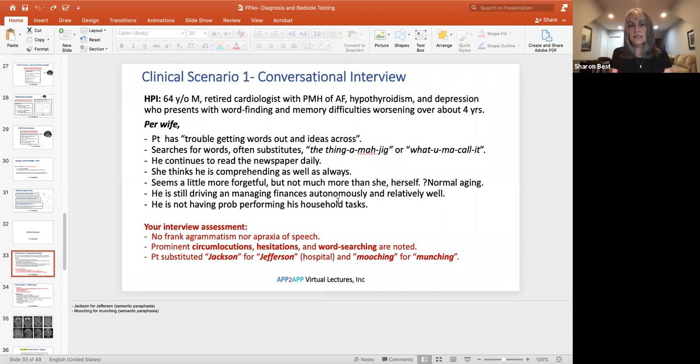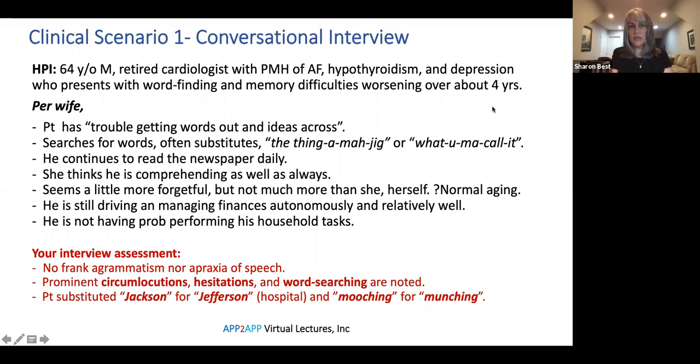Okay, so this is a 64-year-old male. He's a retired cardiologist, and he has a past medical history of AFib, hypothyroidism, and depression. He presents with word finding and memory problems for about 4 years. So our job is going to be to discern which one came first, the language or the memory.